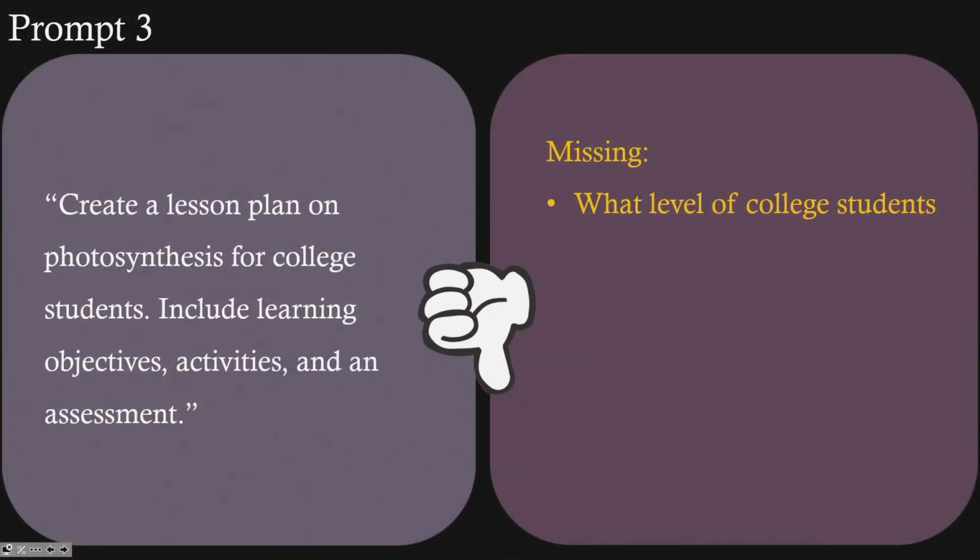Even though it says college students, there is a wide range of levels at universities, at a community college, or even in trade school. So we don't know the level. It could be an intro course. It could be a very advanced course. What else is it missing?